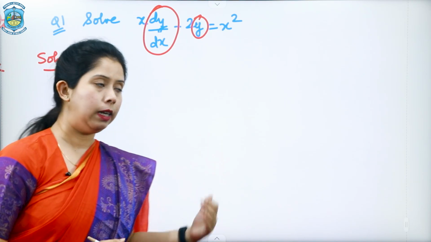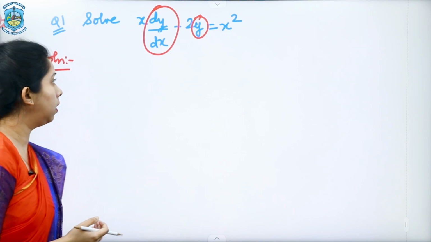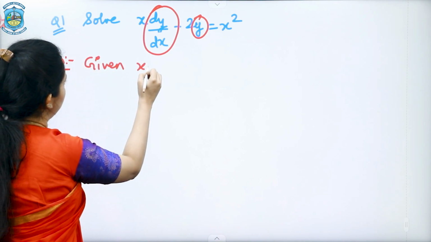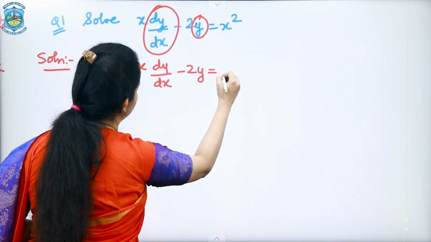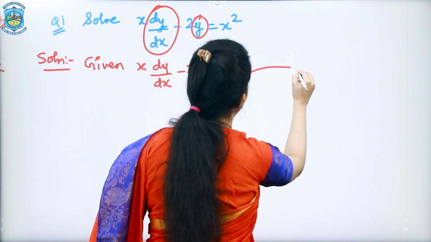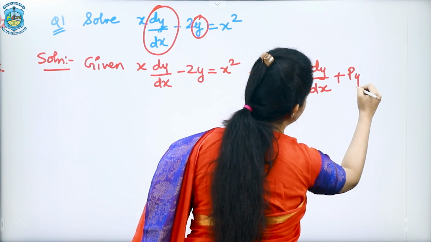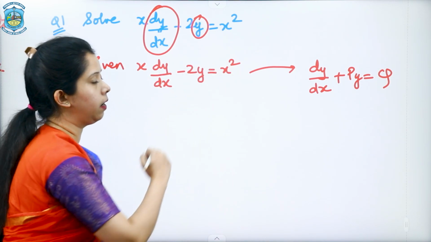So we are solving linear differential equations with the help of the methods that we have discussed earlier. The first step is to write the given differential equation. The given differential equation is x dy by dx minus 2y is equal to x square. Now you will have to compare this equation with the standard differential equation in y, that is dy by dx plus py is equal to q.